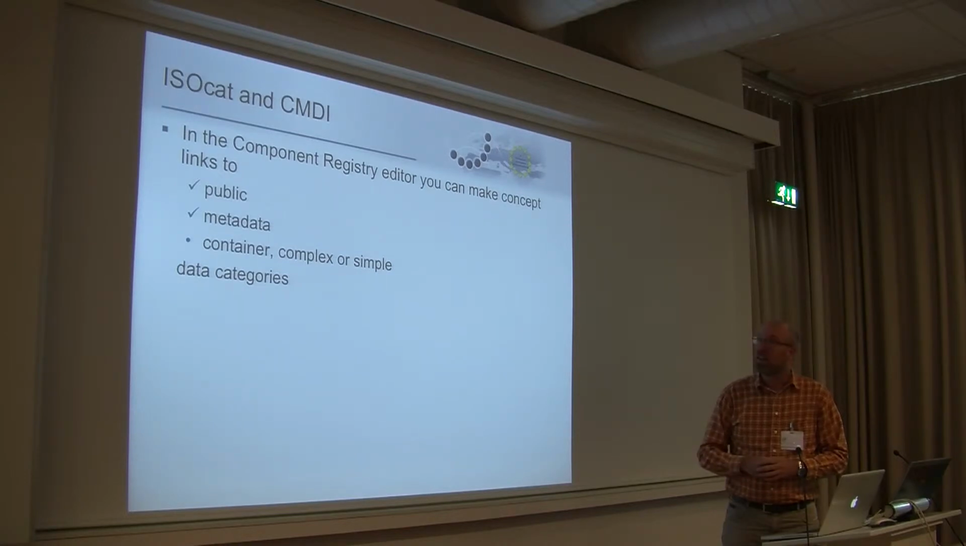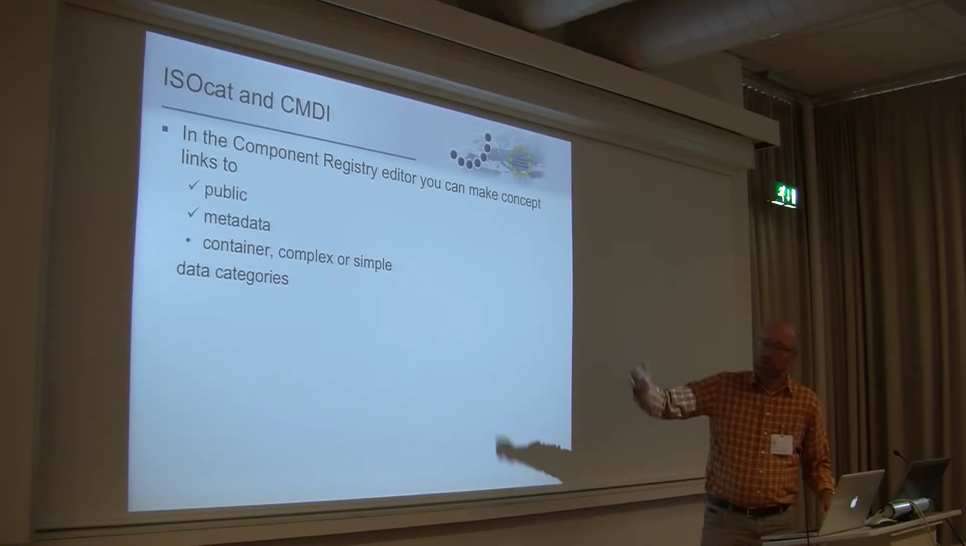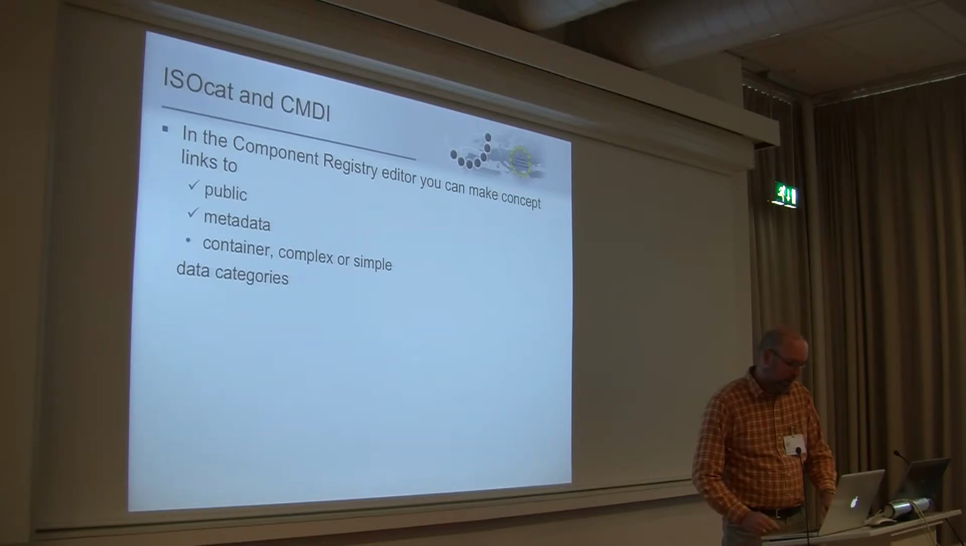There are container data categories. These are associated with the components. There are complex data categories, which are data categories which can have a value domain of a specific type. These are associated to the elements in CMDI. And there are simple data categories in ISOcat, and these are the values in a controlled vocabulary. So depending on which search button you push in the component registry editor, a specific filter for specific types is applied. So if you create a data category, you also have to be aware which one you should create for your data model.